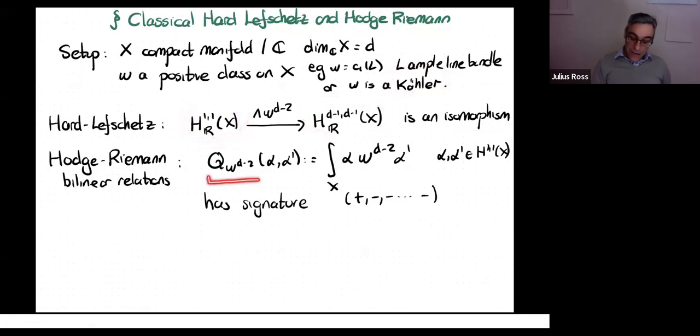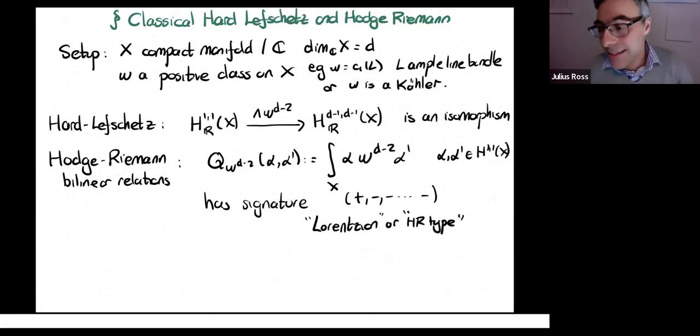So I can write down this bilinear form, which I call Q, obtained by, if you take two (1,1) classes, you can just integrate them. I've missed out the wedge product here. You take the wedge product of these classes with omega to the D-2, so this is a top degree class on X, and you integrate it. And the Hodge-Riemann bilinear relations, or this particular case of them, say that this has a particular signature: plus, minus, minus, minus. So you can diagonalize this Q with respect to some basis, and then it has this particular signature. I call this signature either Lorentzian, or Hodge-Riemann type, or something like that, if I want to refer to this particular kind of signature.